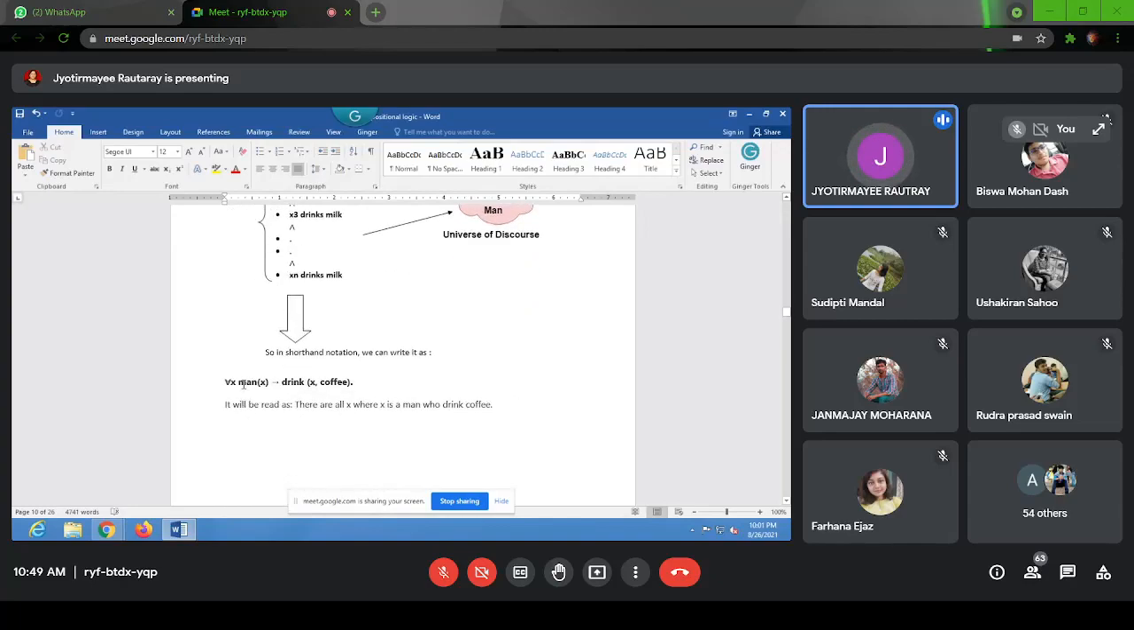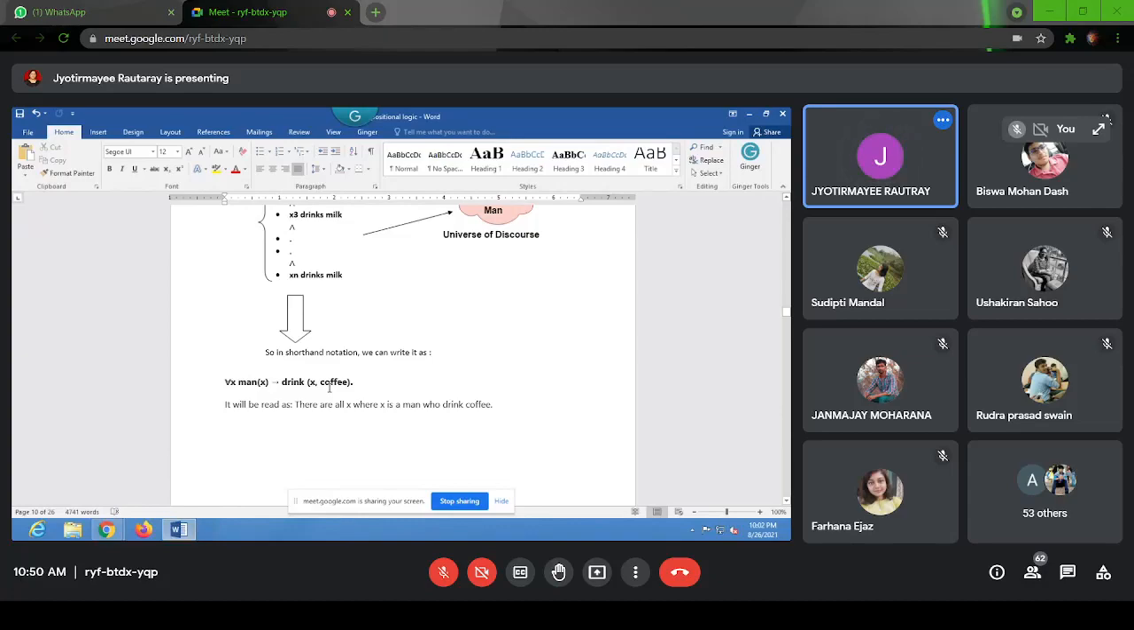The question is all men drink coffee. We can't just write x drinks coffee. Who is x? For that we again have to declare that x is a man. So for all x, man within brackets x, implication symbol, that means if x is a man, then x drinks coffee. Then the predicate is drink within brackets x comma coffee. Getting it?